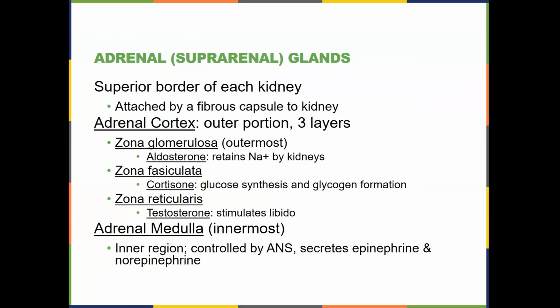All right, let's talk about the adrenals now. The adrenals are called suprarenal because they're on top of the kidneys. Renal always has to do with kidney stuff, okay? They're on the superior border of each kidney, and they're attached by something called a fibrous capsule. It's a piece of connective tissue holding it onto the kidney. It is not continuous with the kidney, though, okay? You don't have a physical connection. Like the kidney cells don't go straight into adrenal cells. There's a separation between the two.